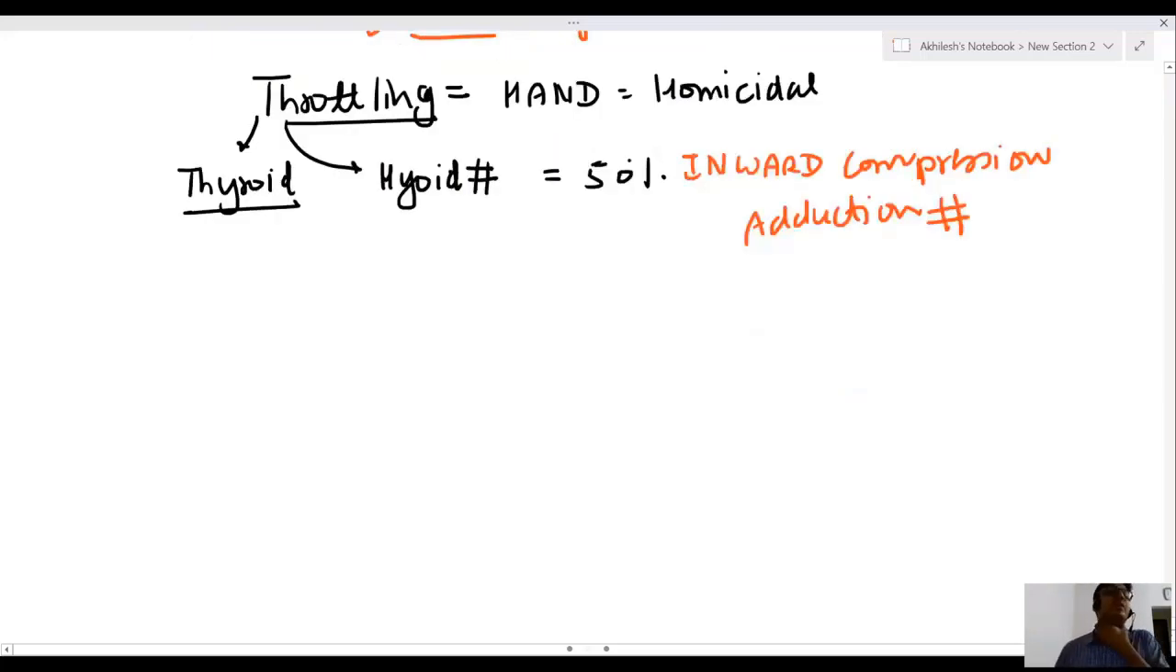See, that will cause this. You can see this. It is inward compression. This is adduction. Remember adduction for the exam. In hanging, it was abduction. Here it is adduction.